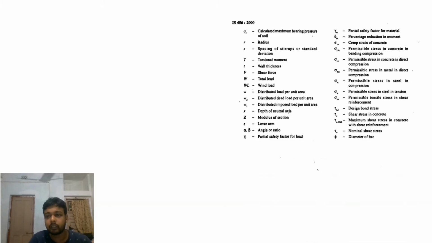Next page. Here also we talk about symbols: V is shear force, T is torsion moment, WL is wind load, alpha and beta are angle or ratio, gamma is partial safety factor. This is a very important thing in RCC. You will fall in love with the RCC code when you complete this whole series of videos. Now we talk about materials, workmanship, inspection and testing, section 2.